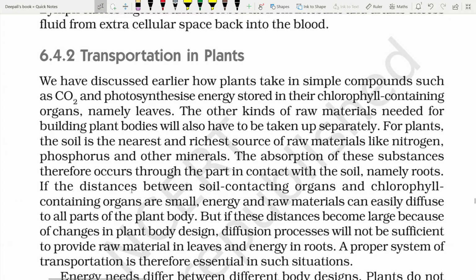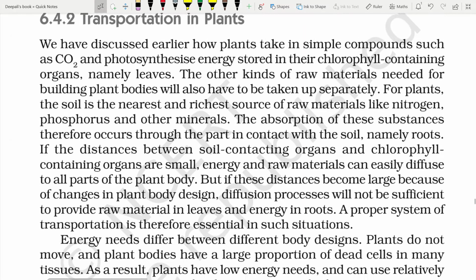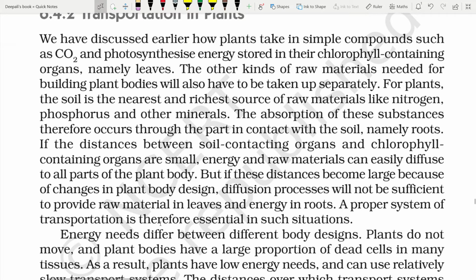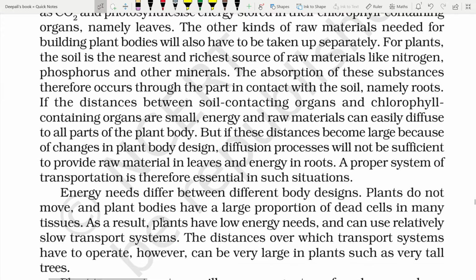If the distance between soil connecting organs and the chlorophyll containing organs is small, energy and raw material can easily be diffused to all parts of the plant. But if this distance becomes large because of change in plant body design, the diffusion process will not be sufficient to provide raw material in leaves and energy in roots. A proper system of transportation is therefore essential in such a situation.